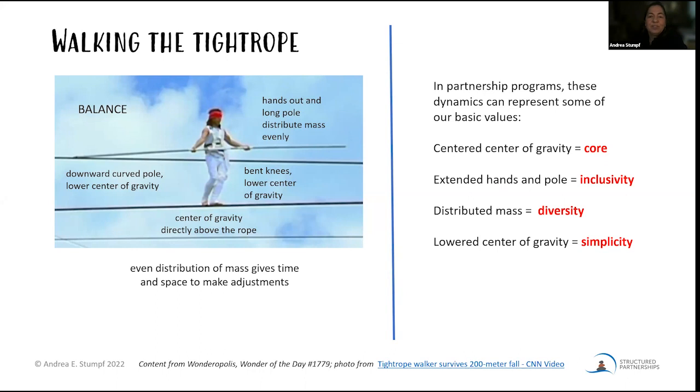And overall, this concept of having a lowered center of gravity to me speaks of simplicity, that the more complexity you add, the more layers, the more components, the more bells and whistles, that those have the effect of raising the center of gravity in a way that then puts some strain on the ability to balance. And so in my books, I talk about keeping it simple. And I think thinking of it in terms of a lowered center of gravity might be helpful.